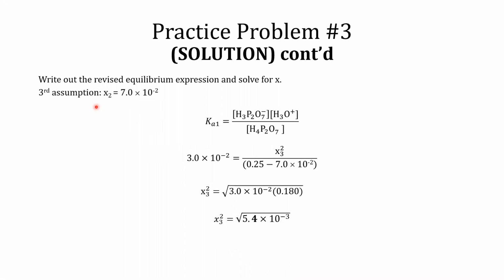In the third assumption, with X2 equaling 7.0 times 10 to the minus 2, in solving for X3, it equals plus or minus 7.3 times 10 to the minus 2. In the fourth assumption, with X3 equaling 7.3 times 10 to the minus 2, in solving for X4, it equals plus or minus 7.3 times 10 to the minus 2. As you can see, X3 and X4's values are identical, so the final X is 7.3 times 10 to the minus 2.